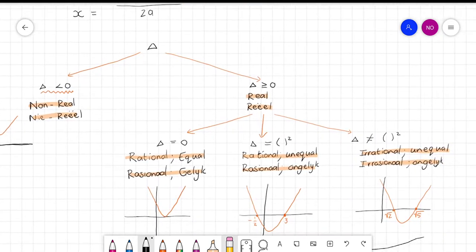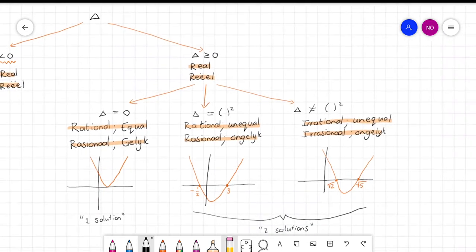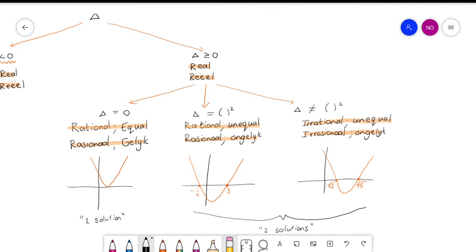On the other hand, we have if x is bigger than or equal to 0. Then you are always going to have to say three things.